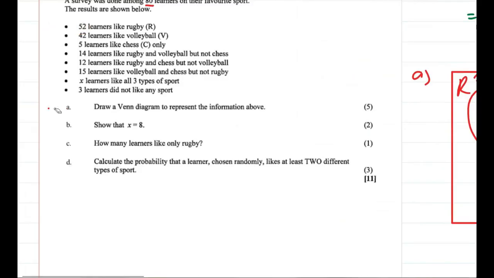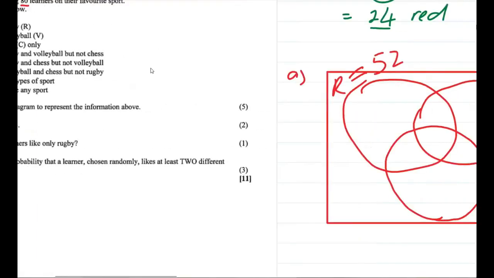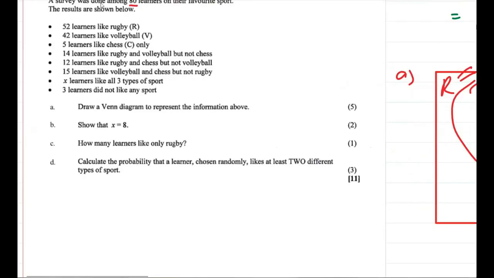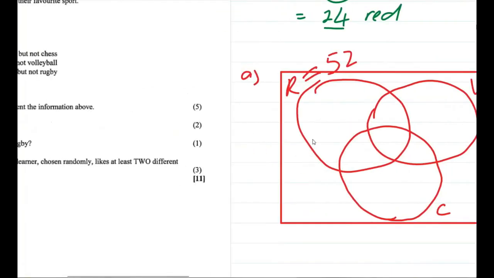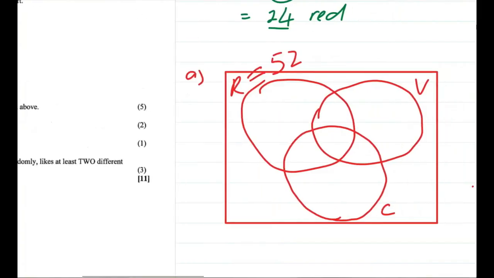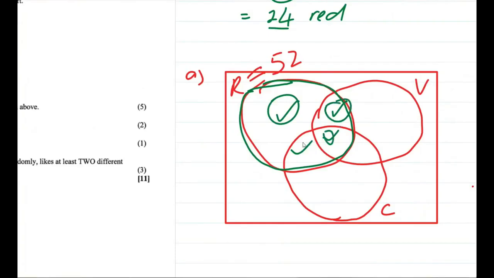That's fine, no worries. Let's treat it now as an in-depth session, right? So obviously the fact that we don't know how many of the 52 learners like rugby and volleyball, for instance, or like rugby and chess, for instance, the only thing we can say is that this whole circle here of rugby, regardless of what this or this is, all of these should add up to 52. Okay. Yes, sir.